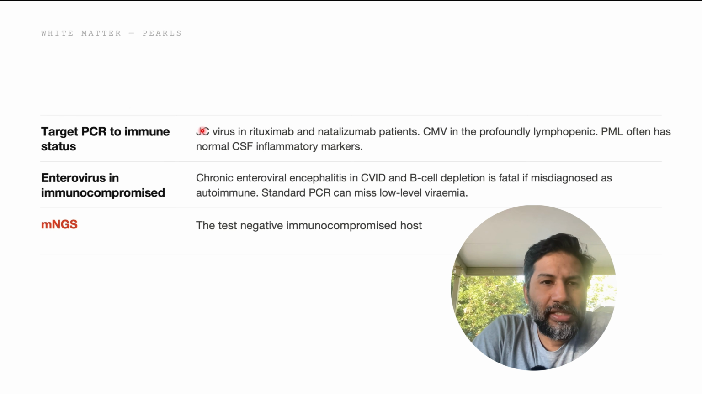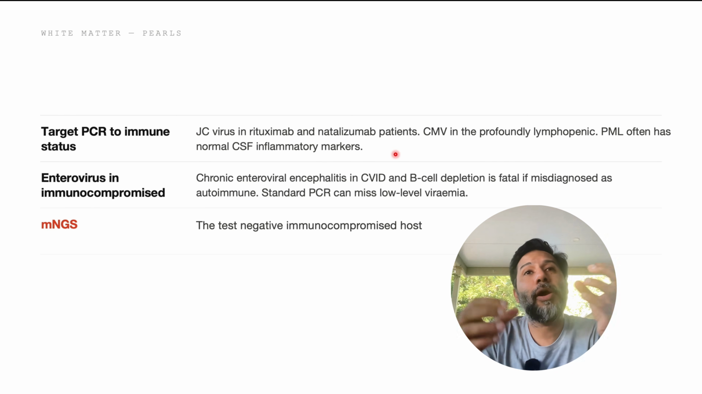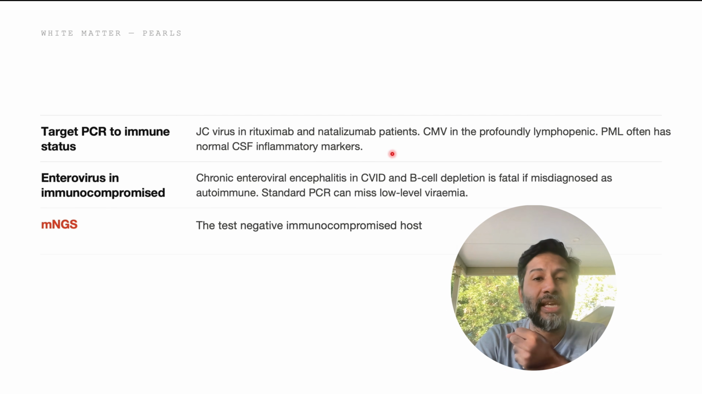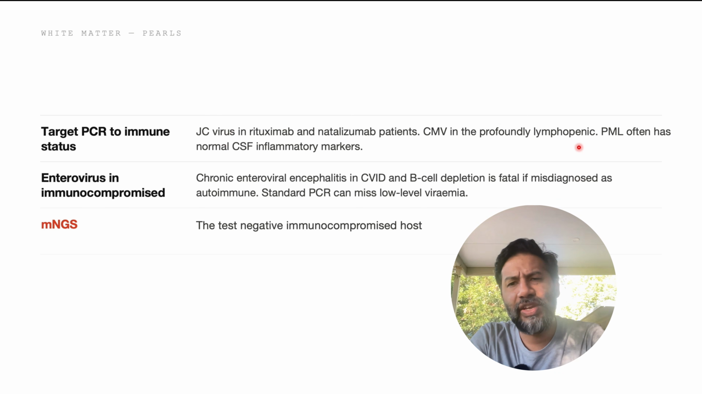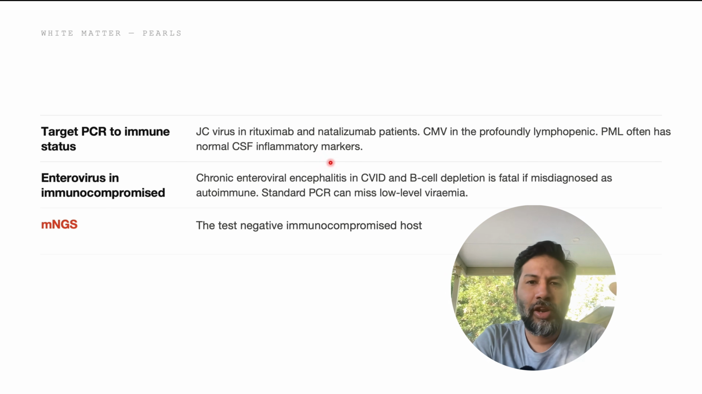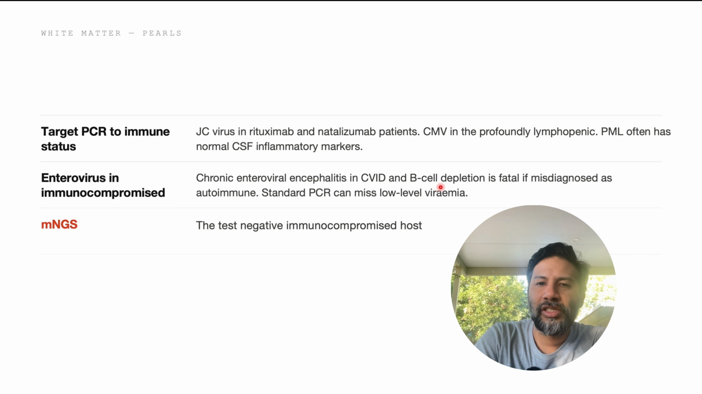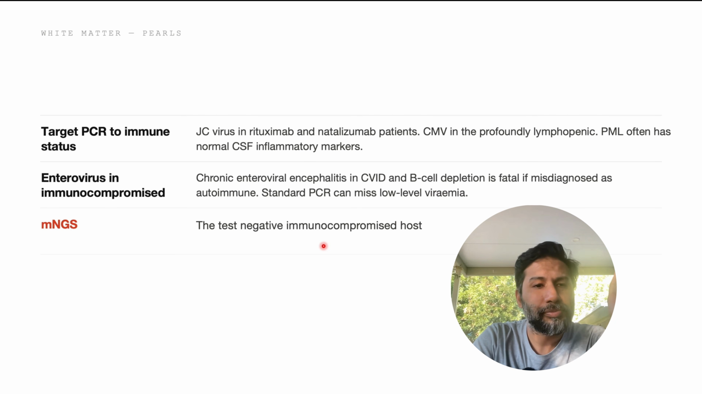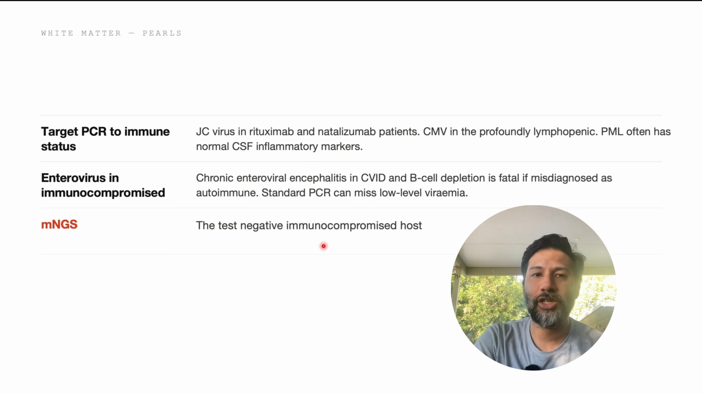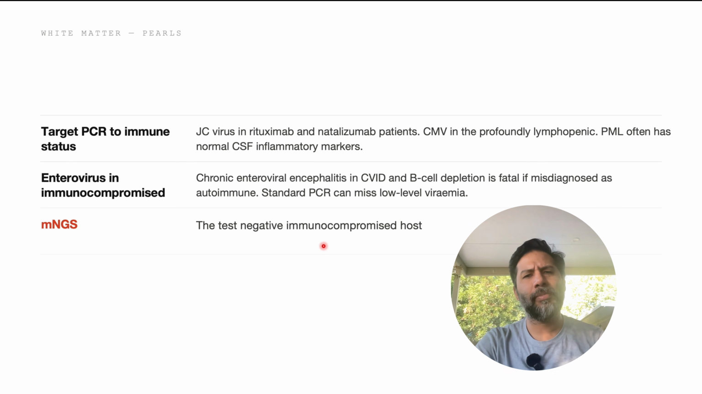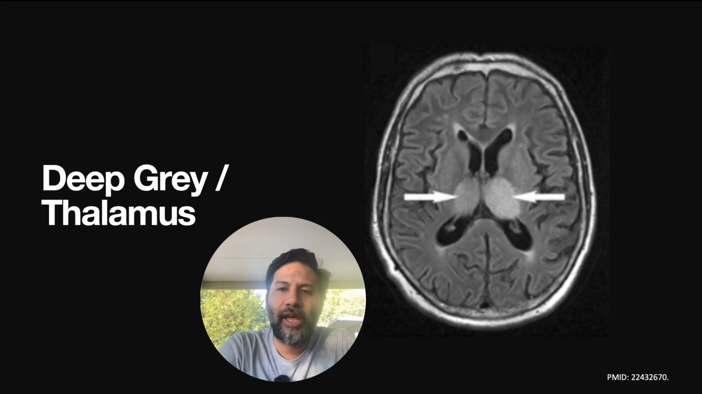So takeaways here. When someone's immunocompromised, you need to think about what part of the immunocompromised state they are in and what we want to test. So if they're on rituximab or natalizumab, we want JC. If they've got HIV, they're profoundly lymphopenic, we think CMV. And we try and cater it. And then always think about enteroviral infections when immunoglobulins are low or they're on a B-cell depleter as well. And then mNGS is always particularly helpful in immunocompromised patients because they can have rarer and more unusual infections. Okay, let's talk about deep gray.